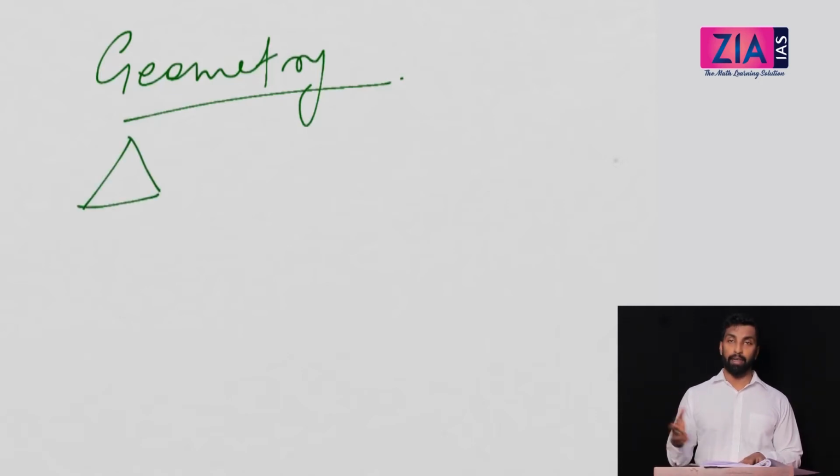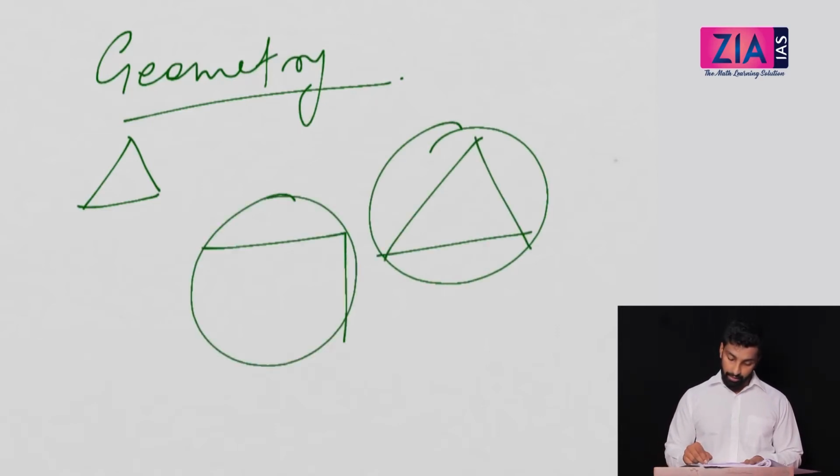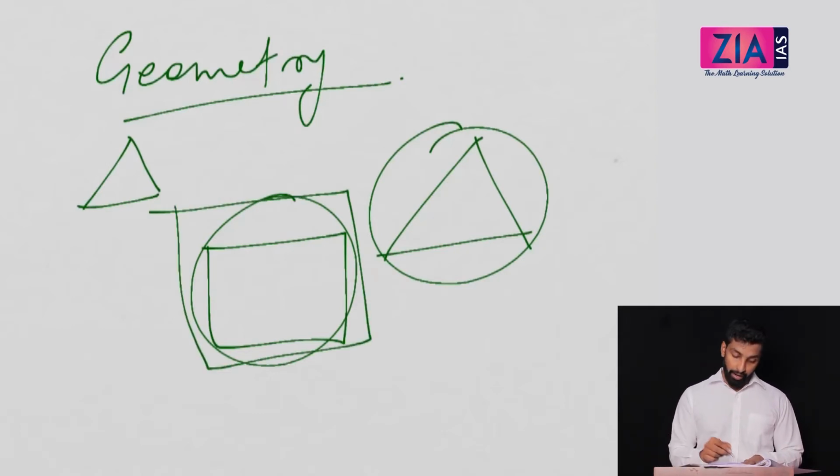Then we will move on to quadrilateral, then pentagon, hexagon, octagon. Then finally we will cover circle, then associated properties. Then we will discuss polygons, like a circle and a triangle, or a circle and a square, right? All these things will be covered in order. Okay, so let's start off with triangle.